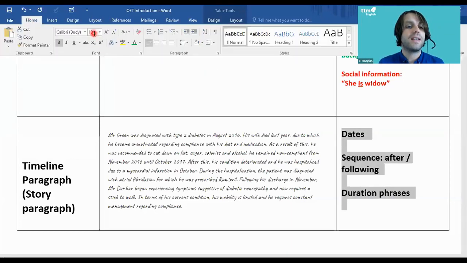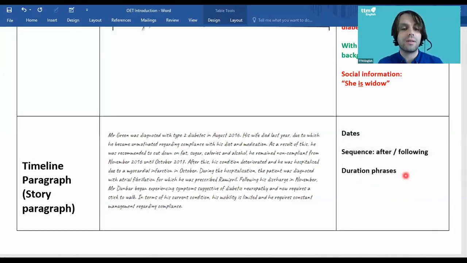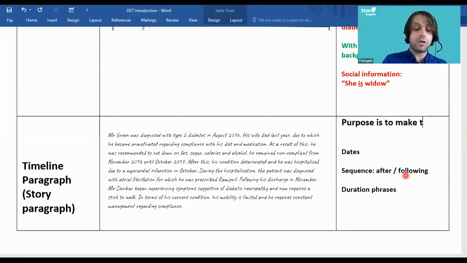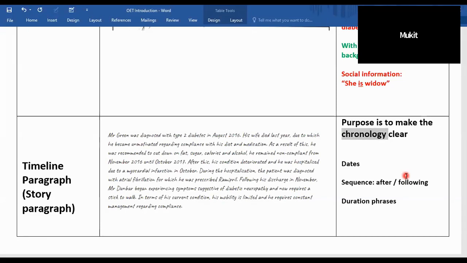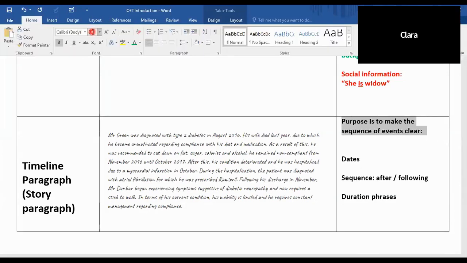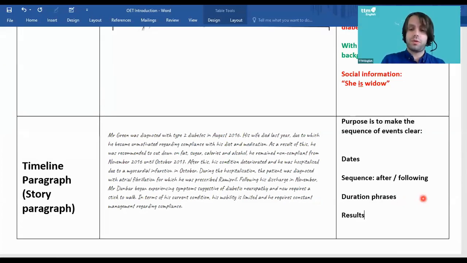I want to give the reader a sense that time is moving forward, right? I want the reader to understand what happened first, what happened second, what happened third. Who said chronological? The purpose is to make the chronology. What does chronology mean? Sequence. I'll say sequence because people might be more familiar with it. Sequence of events clear, right? We do that by using dates. We do that by using the words after, following. We use duration phrases. What else do we do? Look at the language. Results language.